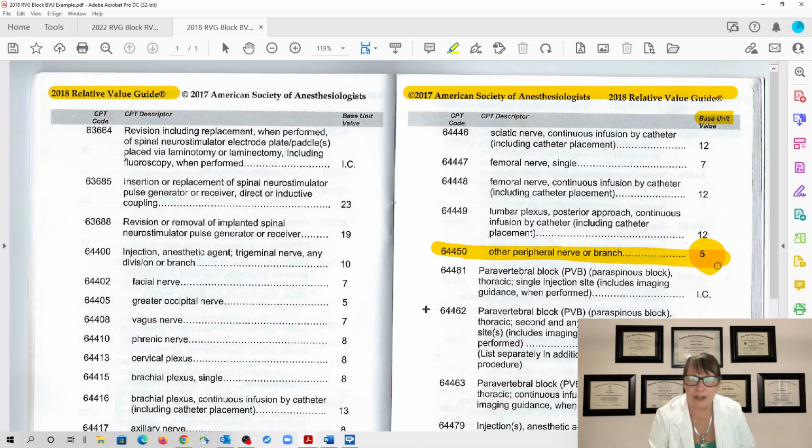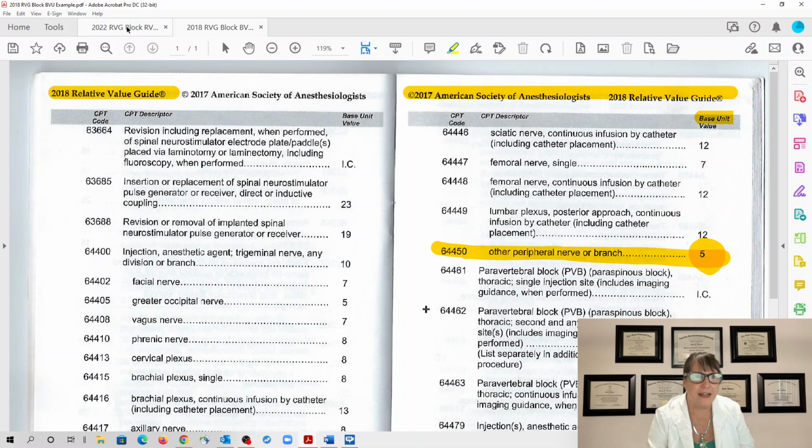So if they told us we had a 5 base unit for this, and you know me, you know I love the round numbers. If our conversion factor was $100, then we would charge $500 for the block. So that was a good way for us to establish what our charge would be.